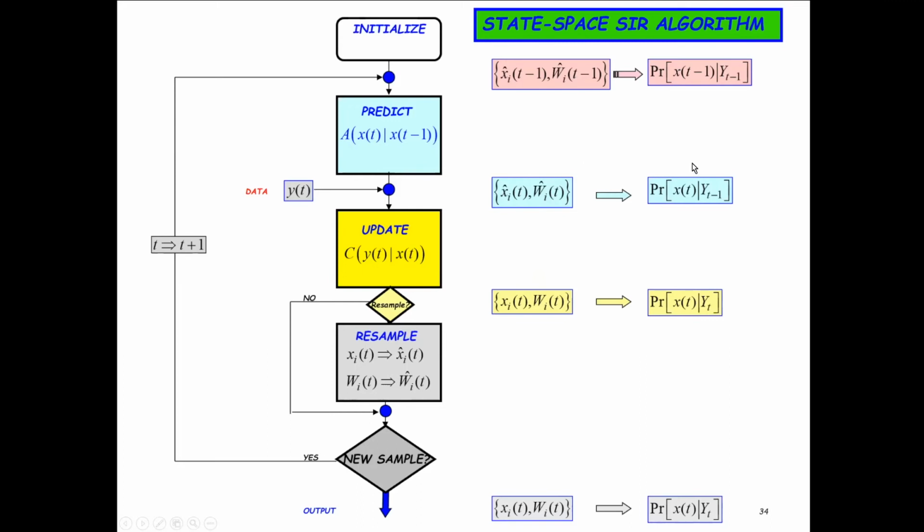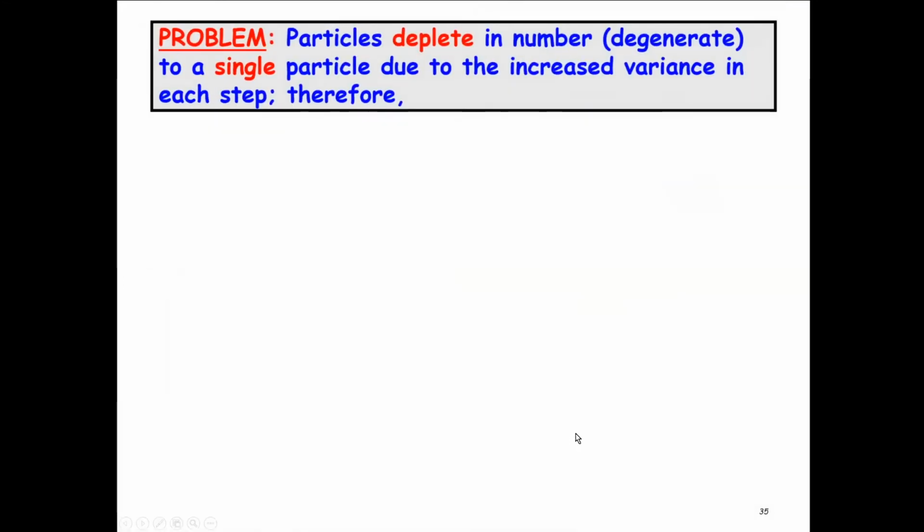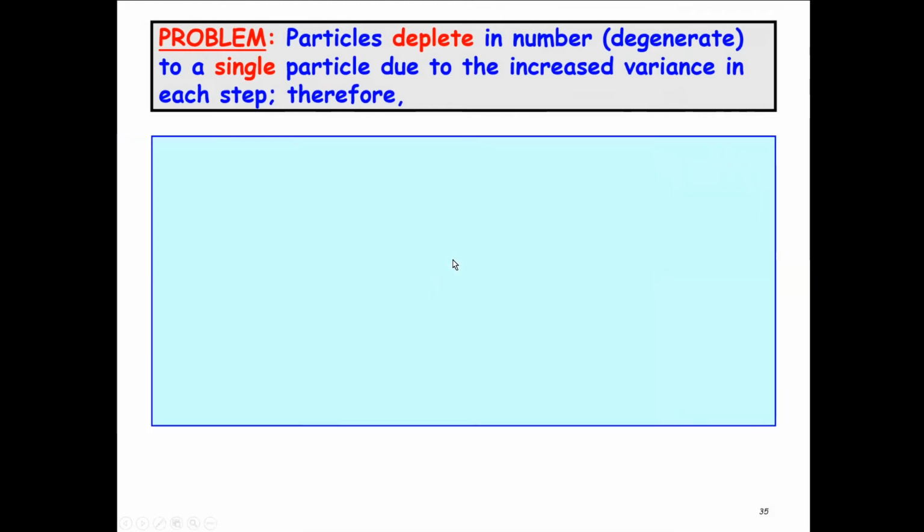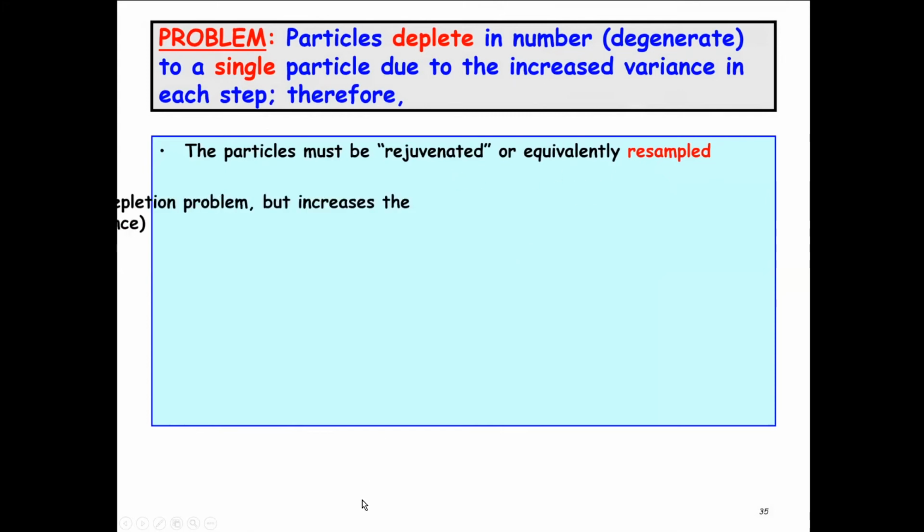Okay, so you can see how the conditional probability evolves as the particle filter updates its phases. Now, here's the big problem. Particles deplete in number. It's called degeneration. If you were to just let the particle filter I just showed you in the flow diagram run without resampling, then all of the particles you pick will collapse to a single particle. That's primarily because the variance in the estimates increases at each step. So that's what Gordon said back in '93. He said the particles have to be rejuvenated or, equivalently, resampled.